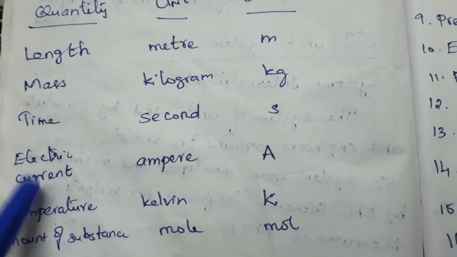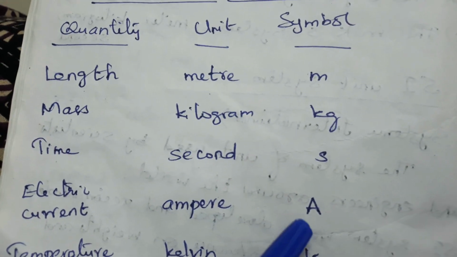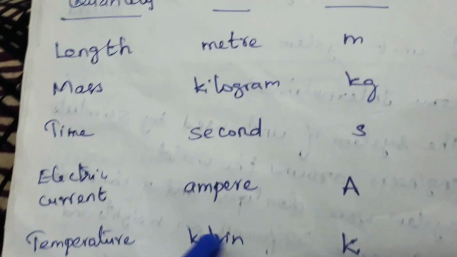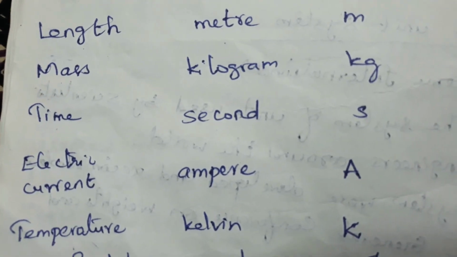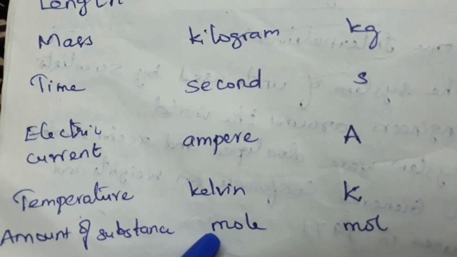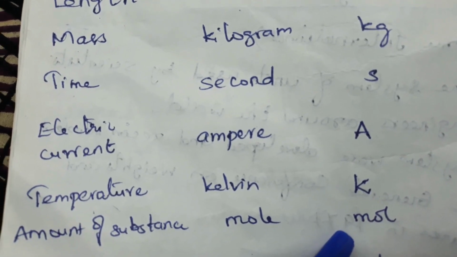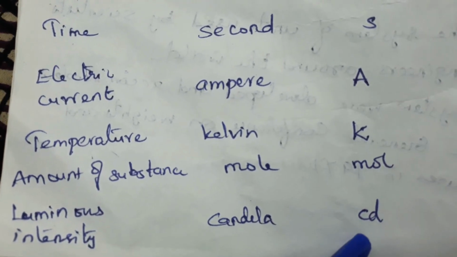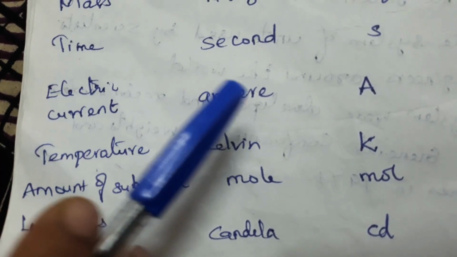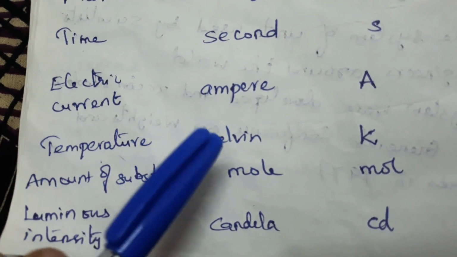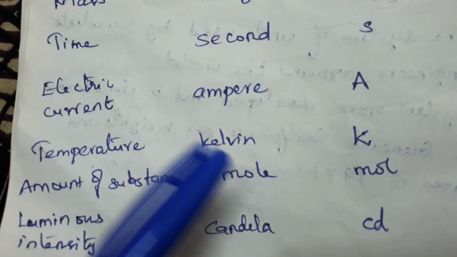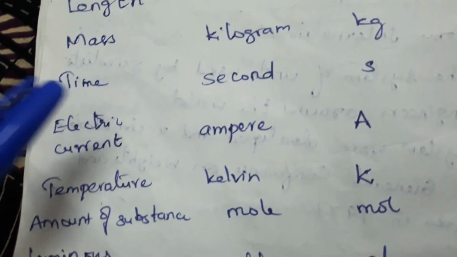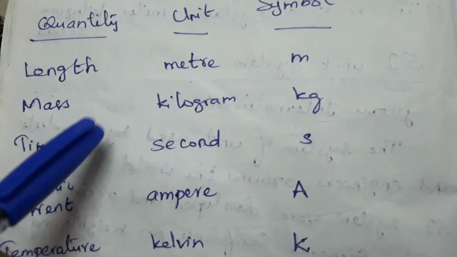What is the unit of electric current? Ampere. The unit is capital A. What is the unit of temperature? Kelvin. Unit is K. What is the unit of amount of substance? Mole. Unit is mol. What is the unit of luminous intensity? Candela. Symbol is cd. So electric current ampere, A, temperature Kelvin, K, amount of substance mole, mol, luminous intensity candela, cd. So students are asked to write the basic quantities and their units in your notebook.